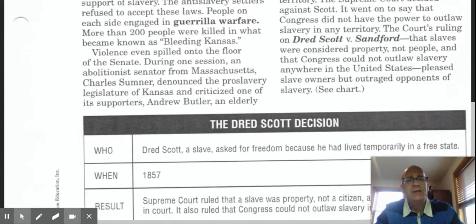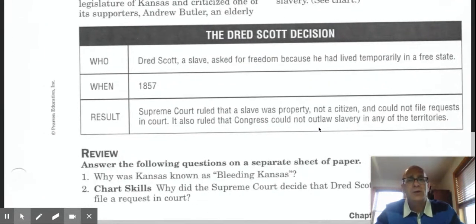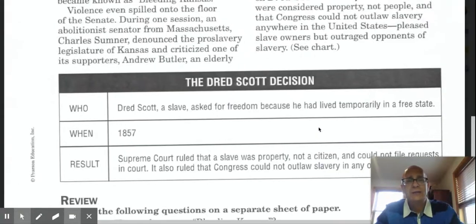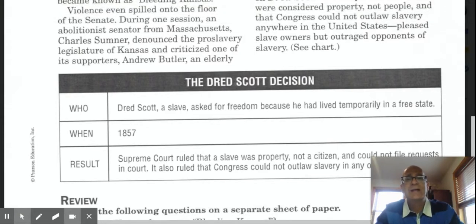Let's take a look at the Dred Scott decision diagram at the bottom, rather the chart. You will have two questions on this, on the reading and the chart, and I just want to give you guys a heads up as to what the decision said. The Dred Scott decision involved, as we said, Dred Scott, a slave who asked for his freedom because he had temporarily lived in a free state.